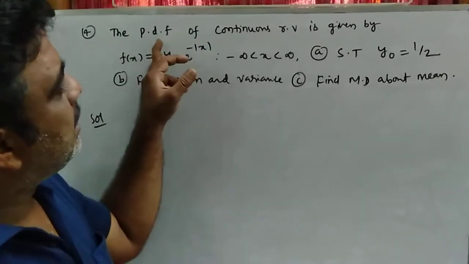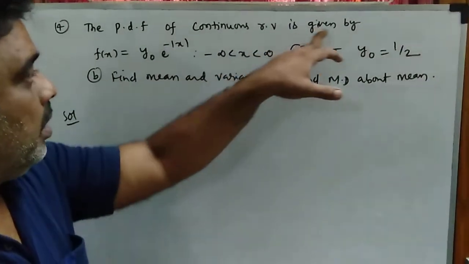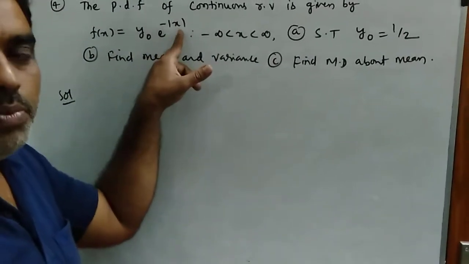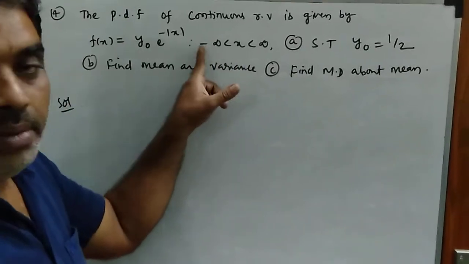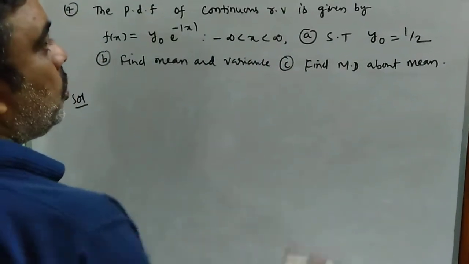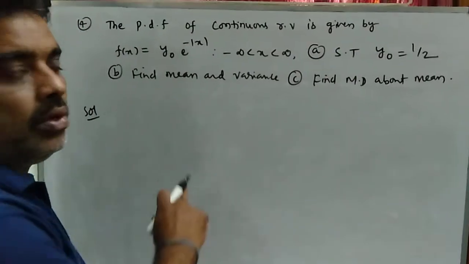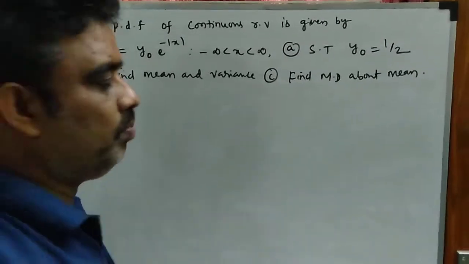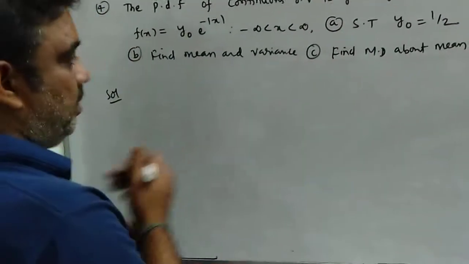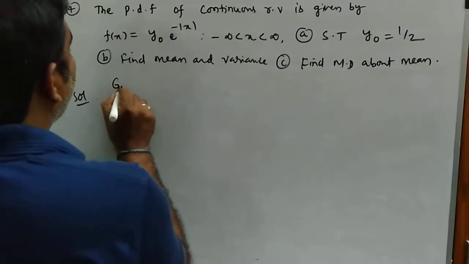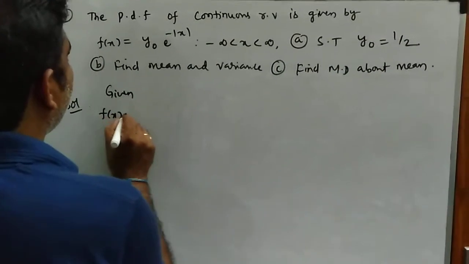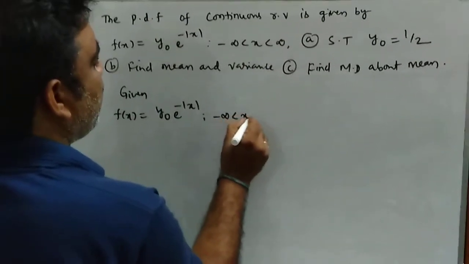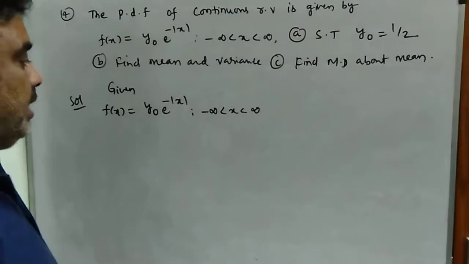The probability density function of a continuous random variable is given by f of x is equal to y naught into e power minus modulus x, where x is between minus infinity and plus infinity. Show that y naught is equal to 1 by 2. Find mean and variance. Find mean deviation about the mean also. So we have to find 4 items here. What is given? Given f of x is equal to y naught into e power minus modulus x, where minus infinity is less than x less than infinity.